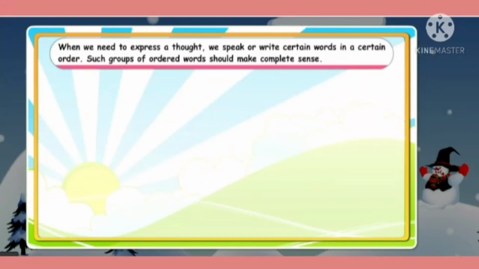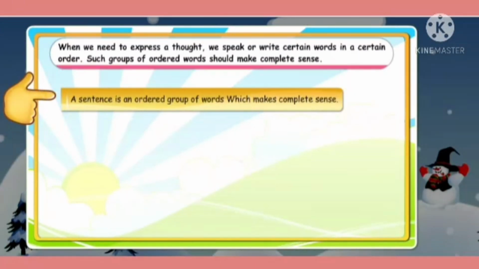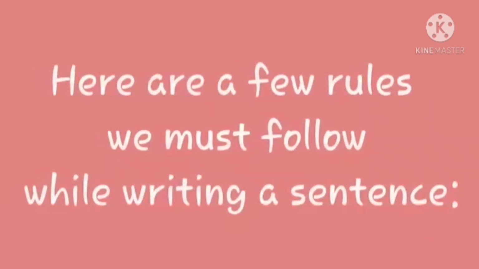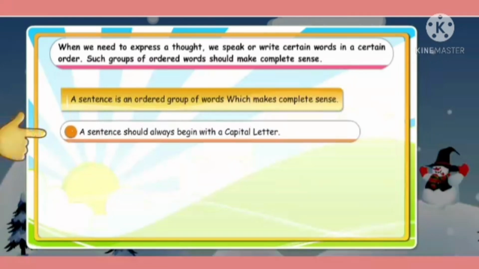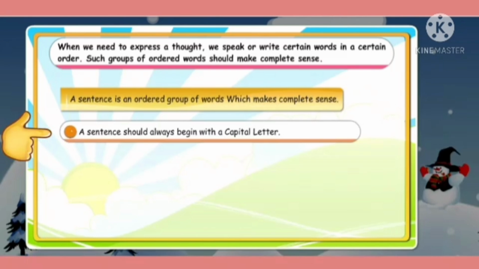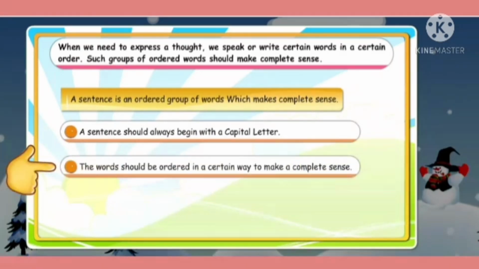Words spoken together in an ordered form which make complete sense is known as a sentence. So, let us learn the definition of a sentence. A sentence is an ordered group of words which makes complete sense. Here are a few rules that we must follow while writing a sentence. First, a sentence should always begin with a capital letter. Second, the words should be ordered in a certain way to make complete sense.